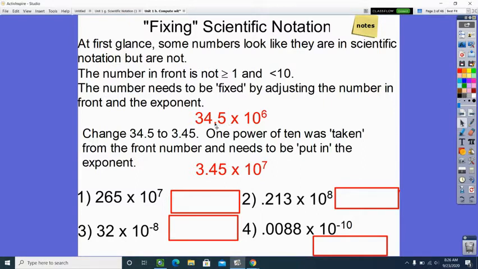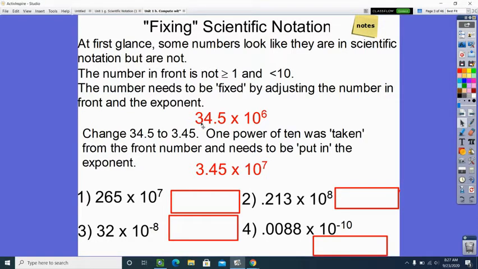So the first thing we're going to do to fix it is we're going to put that decimal where it belongs. So here we would move that decimal one place, and as we move it one place, notice that the number is going from 34.5 to 3.45. A power of 10 is being removed. And when we make the number in front smaller by that power of 10, we need to compensate and go to the power of 10 at the end and put it back in, because we want to have the same value. So if we just take a power of 10 off, then it's a different number.